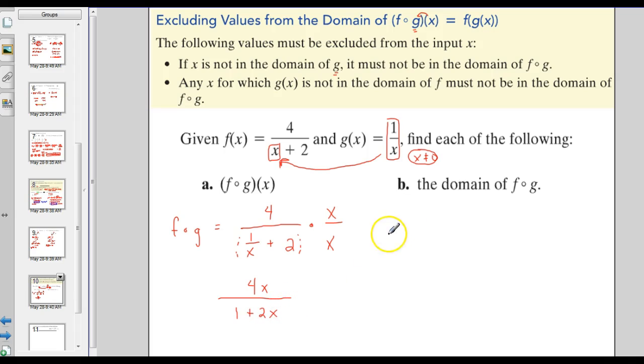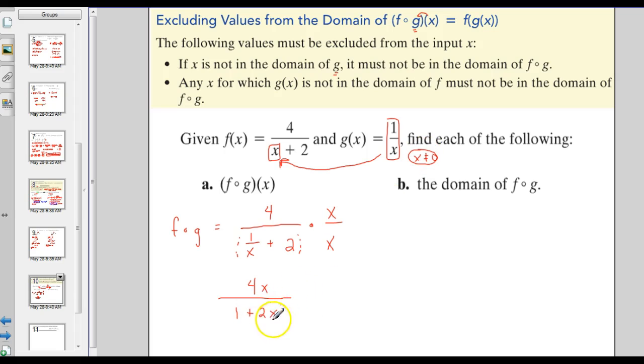Okay, now, 0 is fine again. 4 times 0 is 0, 1 plus 2 times 0 is 0, 1 plus 0 is 1. 0 over 1 is fine, it's defined. But once again, you can't lose this restriction from g. Okay, if it's not in the domain of g, it must not be in the domain of f of g. So we can't get rid of that 0 restriction.